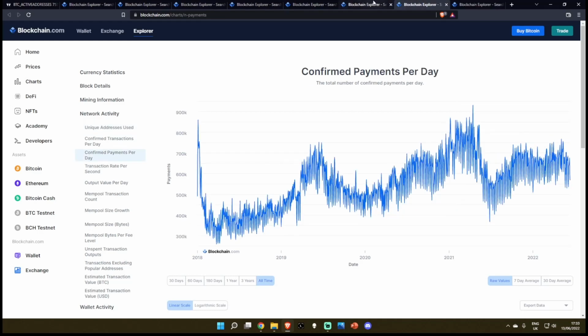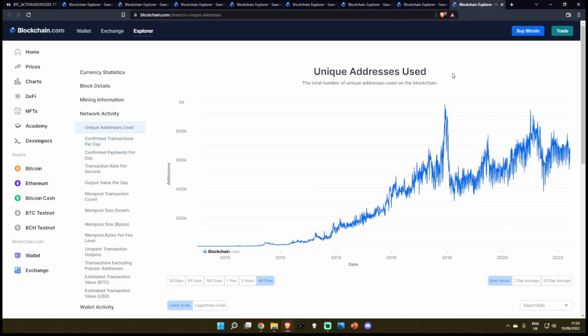Now, just like the confirmed payments per day and confirmed transactions per day, you can imagine the more unique addresses used. So for example, if you have one ledger and you've got a plethora of addresses in there which are a subset of one major address. So for example, if you have a ledger with a 24-word seed phrase, you will have one main wallet, and you will be able to have a ton of subsets of non-unique addresses beneath that. But the unique active addresses are a much higher metric to quantify the value of the network.